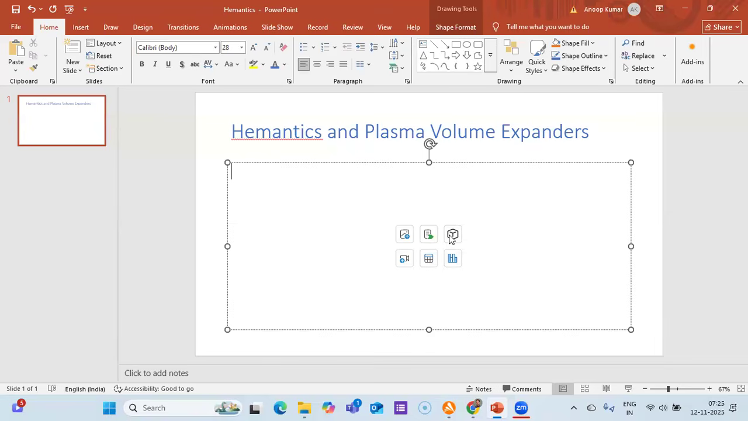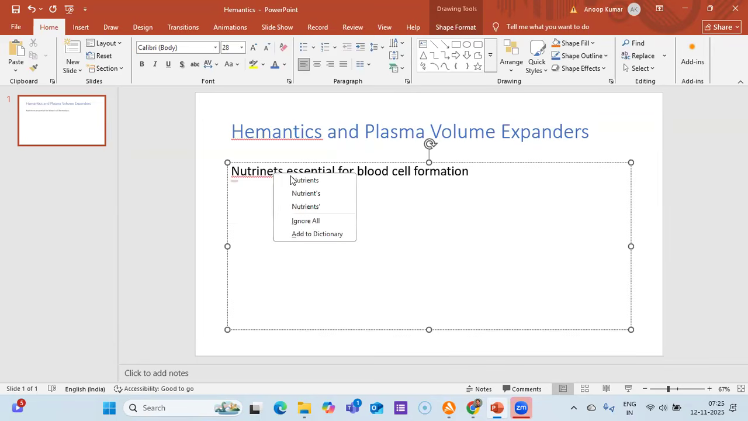So, we are discussing another topic in pharmacology, that is hematinics and plasma volume expanders. So, what are hematinics? Hematinics are nutrients which are essential for blood cell formation. So these we call hematinics.